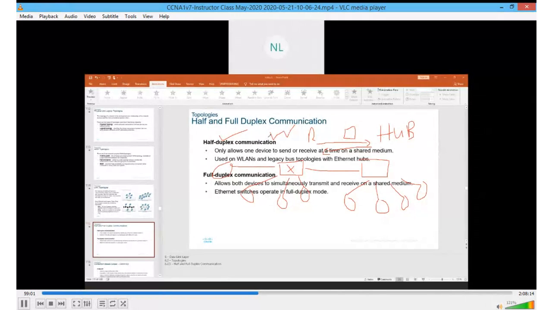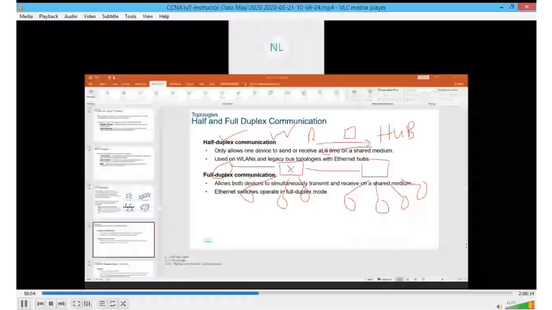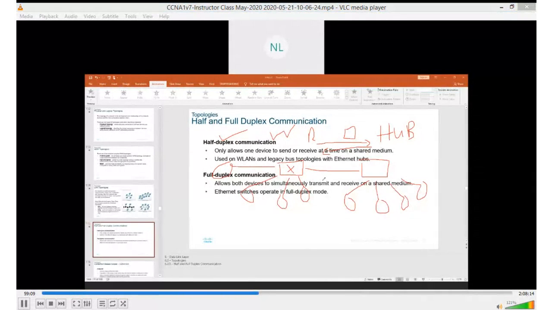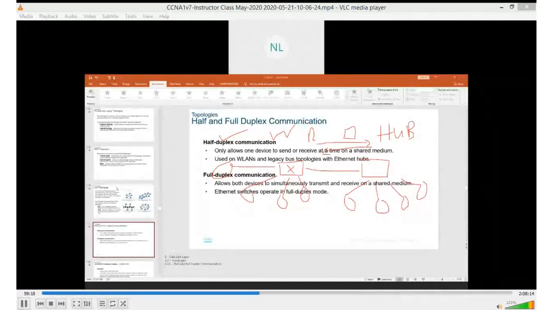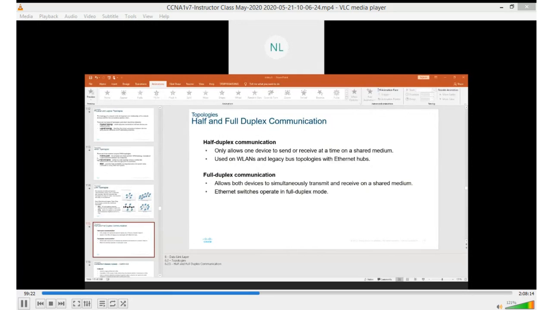But the switches are full duplex. Signal moves in both directions at the same time. If you look at the cables, they have pairs. Some of the pins are dedicated for sending, some of the pins are dedicated for receiving. So it is not open to collision, if at all.